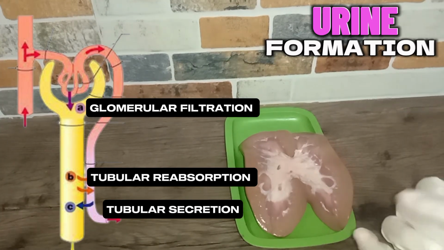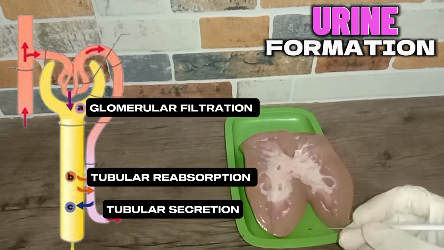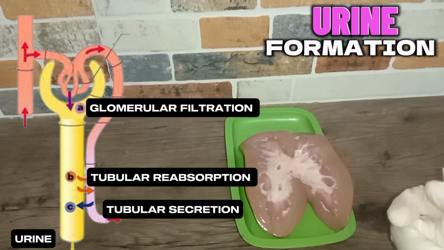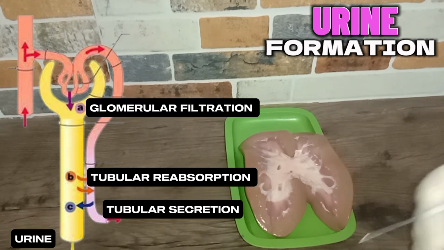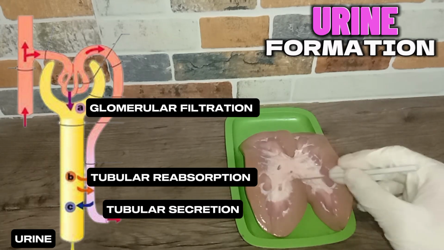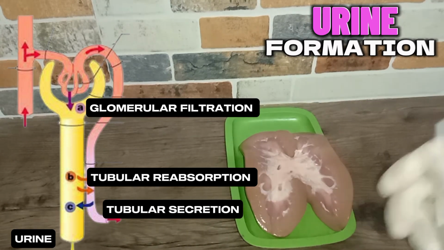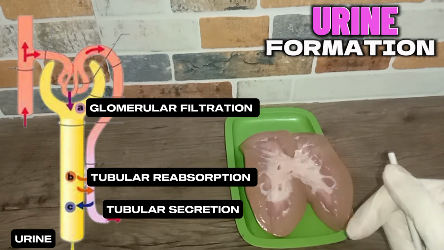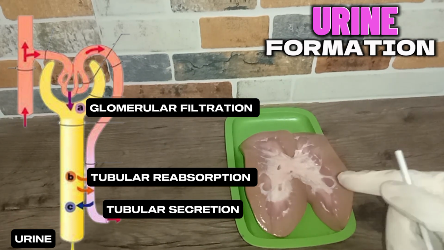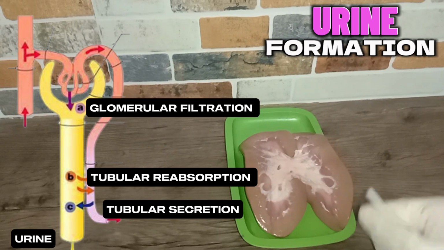Take note that the filtrate that remains after tubular reabsorption and secretion is urine. The urine then flows through the collecting ducts and into the ureters, which are tubes that carry the urine to the bladder. And the bladder stores the urine until it is excreted from the body through the urethra.